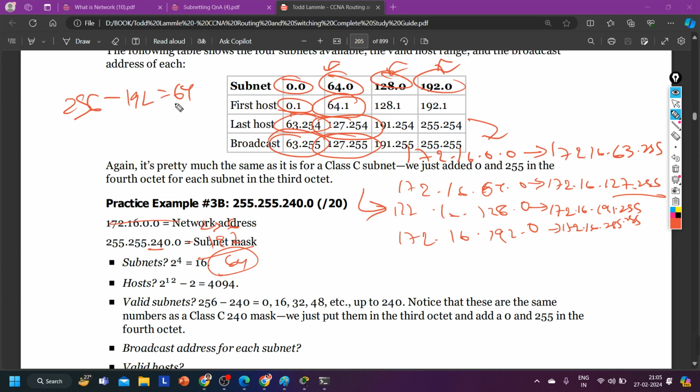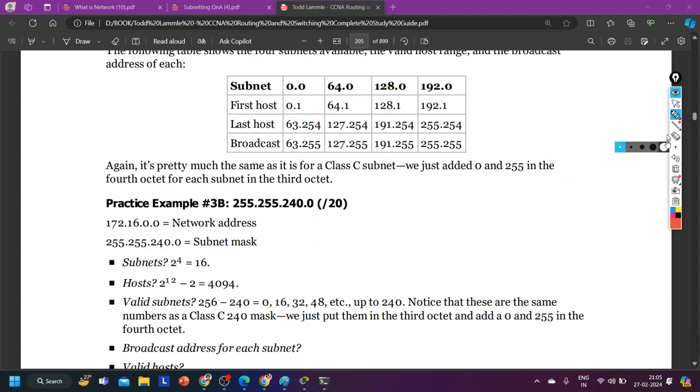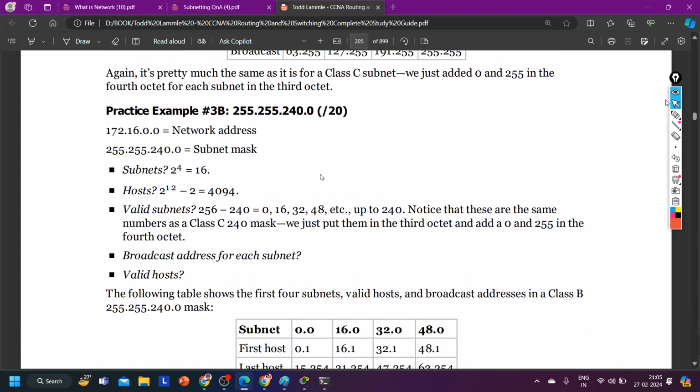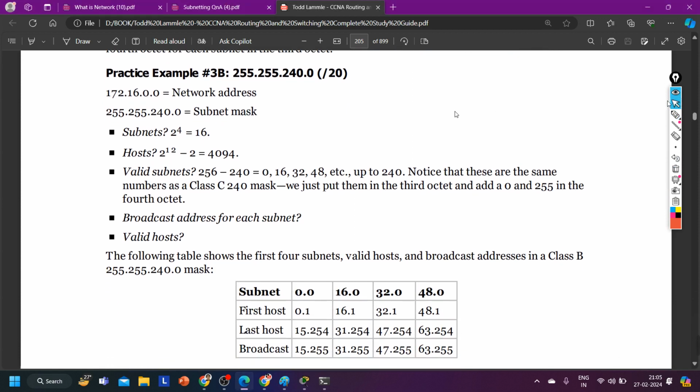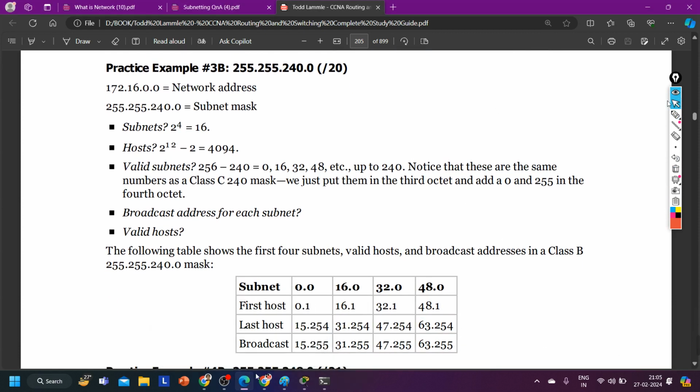Guys, for /20, should I discuss it or can you do it by yourself? So 4 bits borrowed, 2 power 4 is 16. Everything is here, you can check. If you have any questions please ask. Okay, can you read? We will discuss tomorrow if there is any confusion.